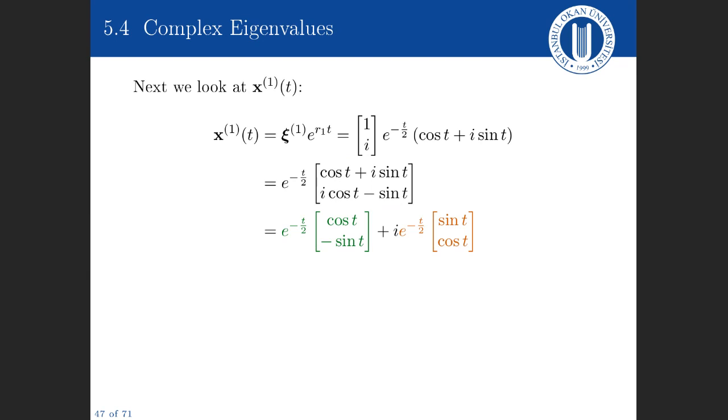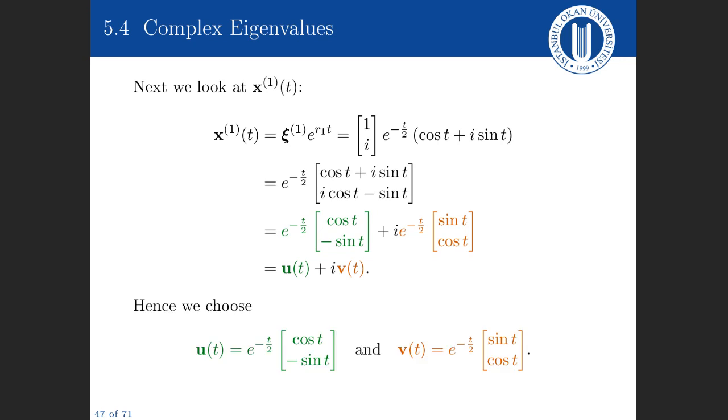So we could write it like this. e to the power minus t over 2, cos t minus sine t, plus i, e to the power minus t over 2, sine t, cos t. And these are the two functions that we want. This is u of t and v of t. So we're going to be using the functions u of t is e to the power minus t over 2, cos t minus sine t, and v of t is e to the power minus t over 2, sine t cos t.